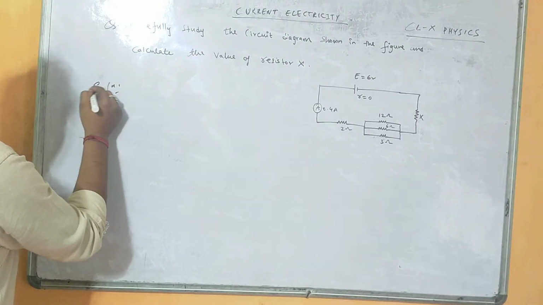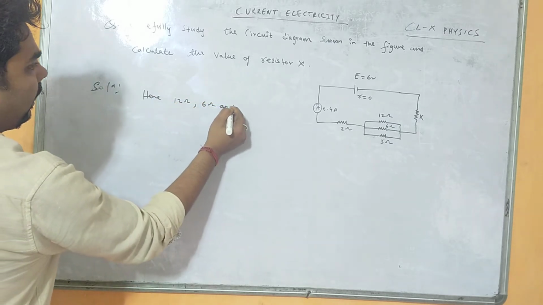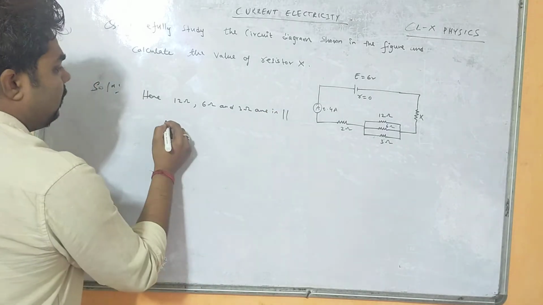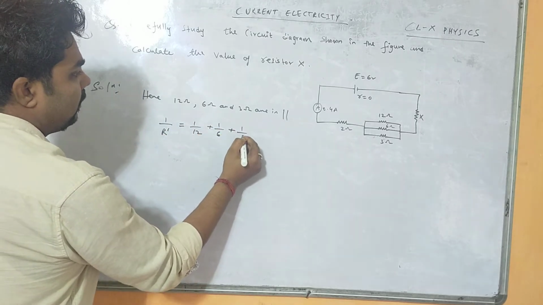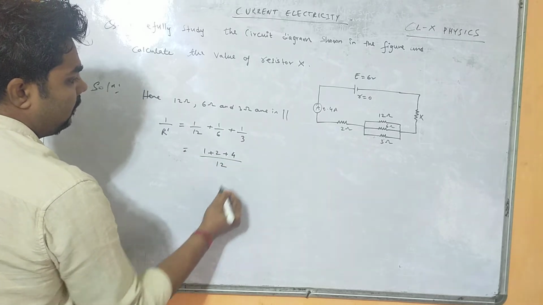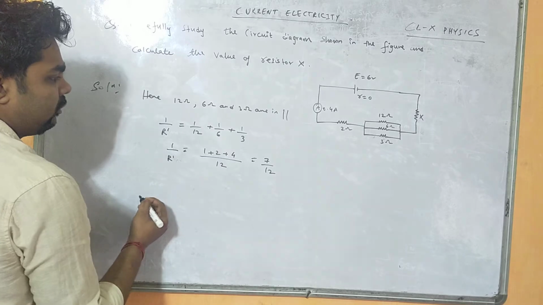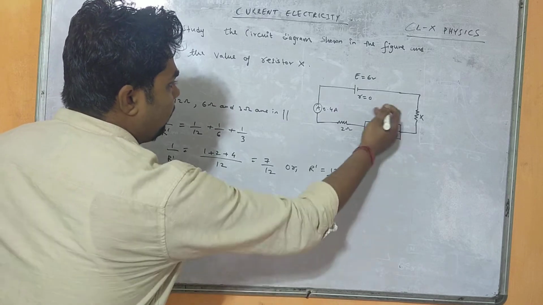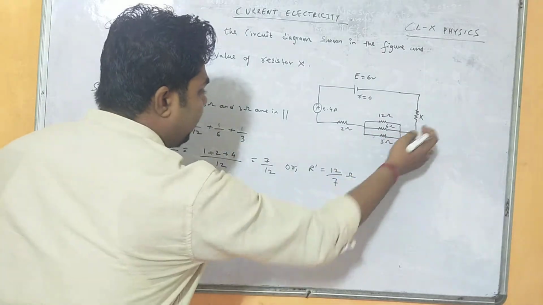Solution. Here 12 ohm, 6 ohm and 3 ohm are in parallel. Therefore 1/R' will be 1/12 + 1/6 + 1/3. If you take the LCM here, you will get 7/12. That is 1/R' = 7/12, or R' = 12/7. So we got this 12/7, but this is in series with 2 ohm and X.